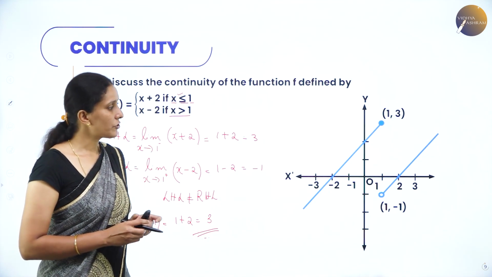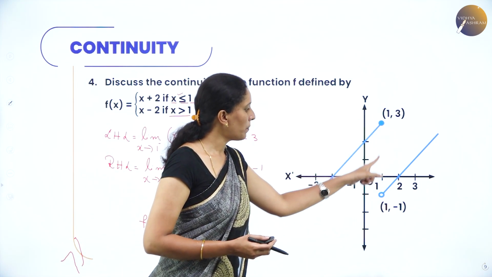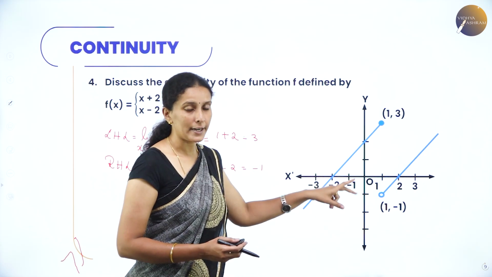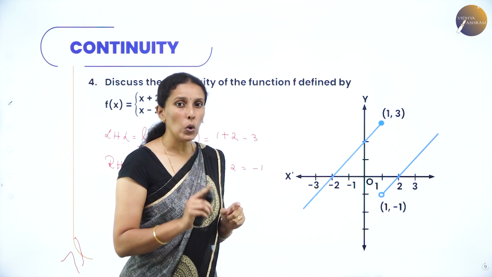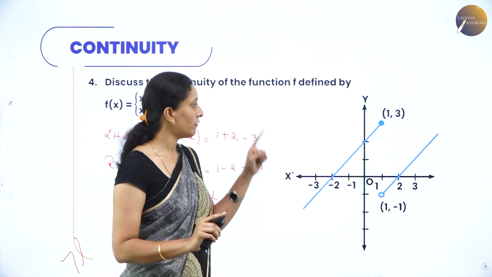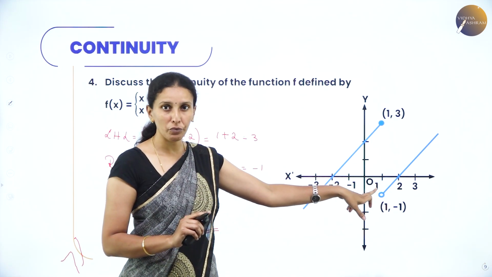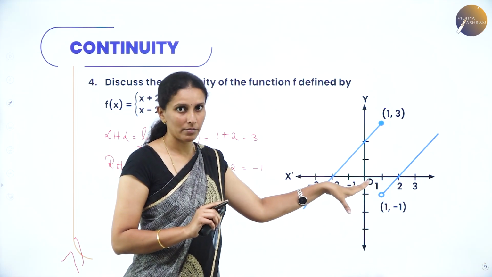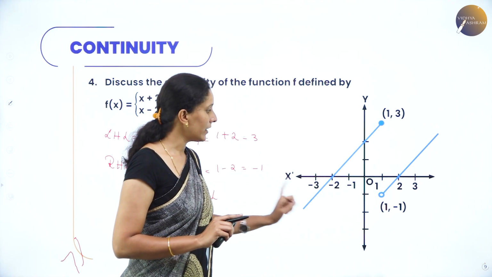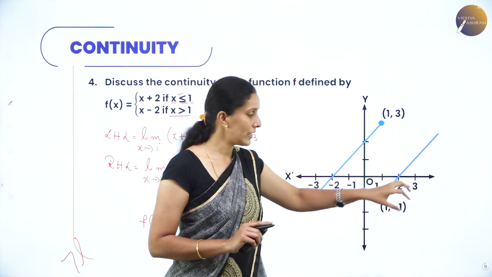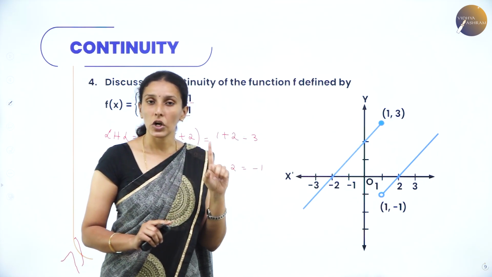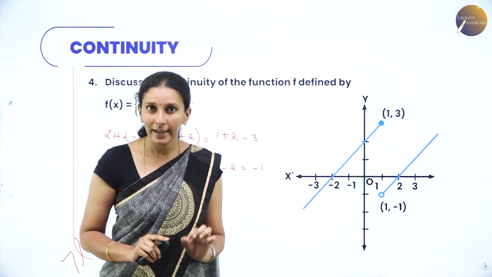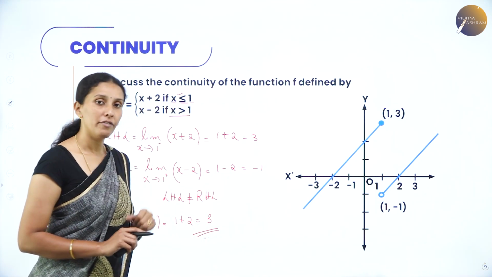One more observation we can see here: except the point 1, the function is continuous. Hence we say the only point of discontinuity for this function is x is equal to 1, because only at the point x is equal to 1 the graph breaks. So here it is exactly continuous and here it is exactly continuous, but at this point it is not continuous. Hence we say 1 is the point of discontinuity of the given function.